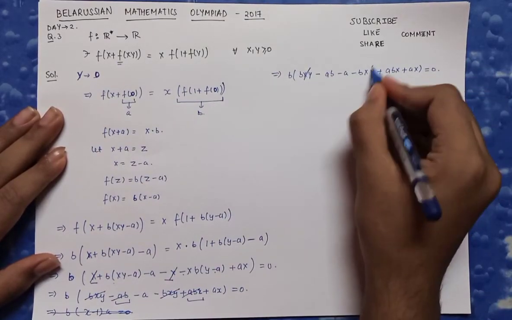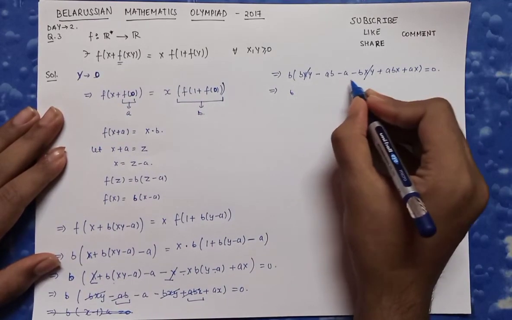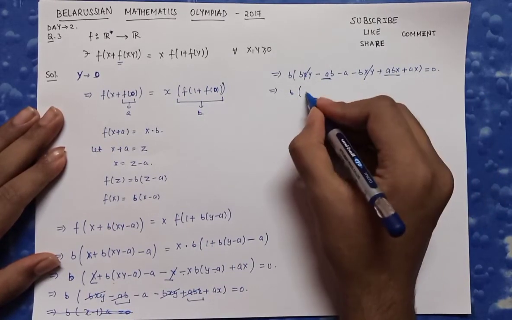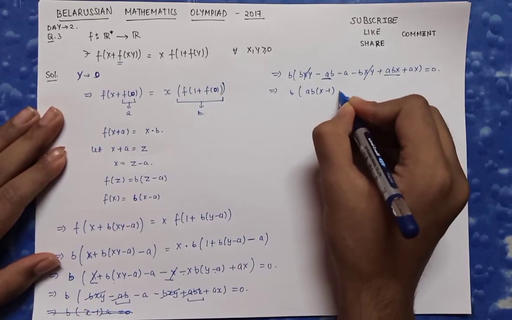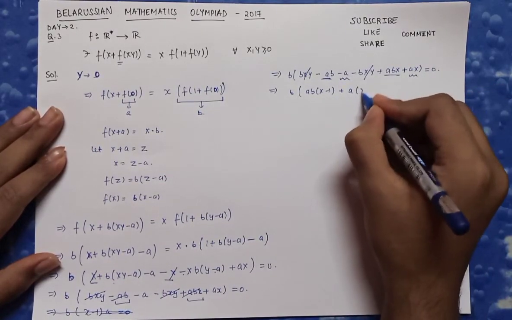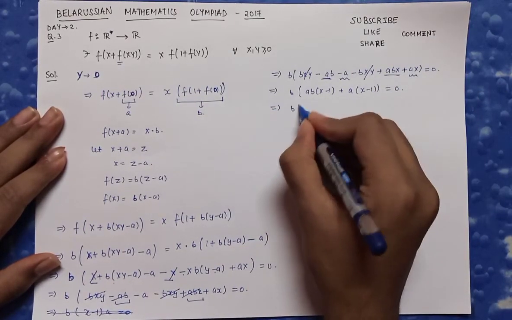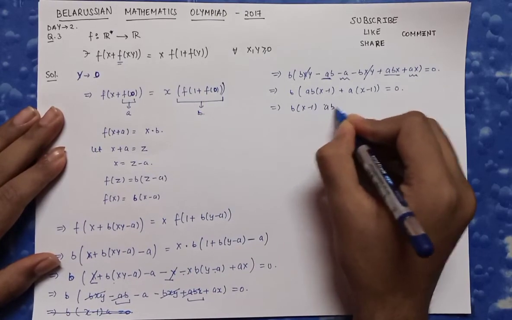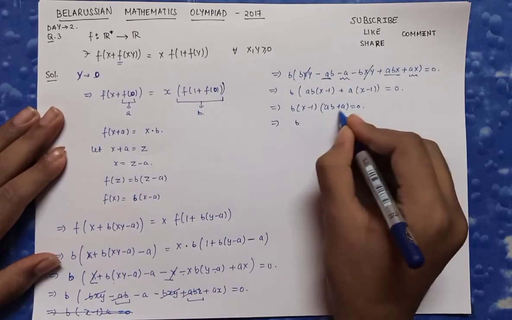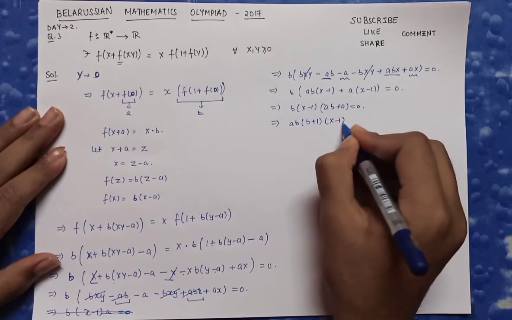So this bxy will get cancelled out. Then we can rewrite from these two parts. Let's take ab as common, then ab times x minus 1, then plus, from these two parts let's take a as common, then we'll get x minus 1. So now let's take x minus 1 as common, then ab plus a equals to 0. Now once again take a common, a times b plus 1 times x minus 1 equals to 0.